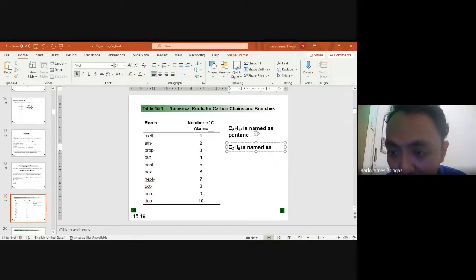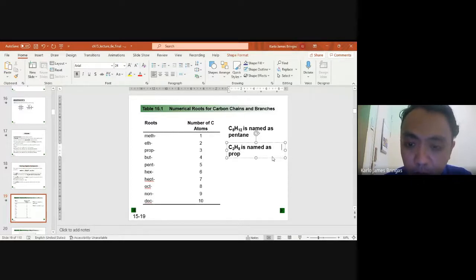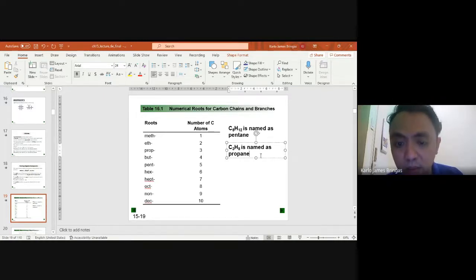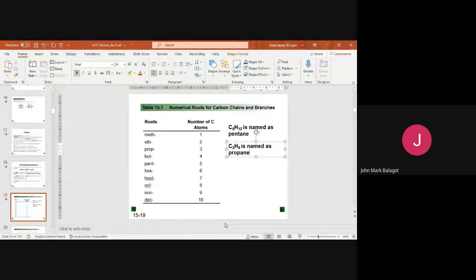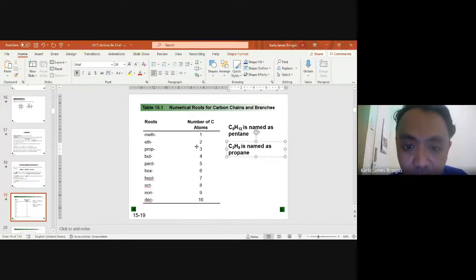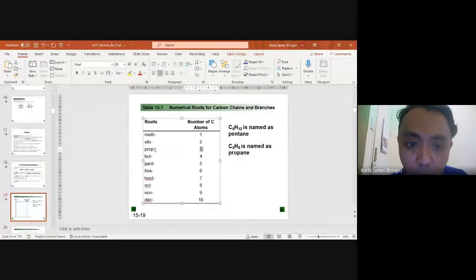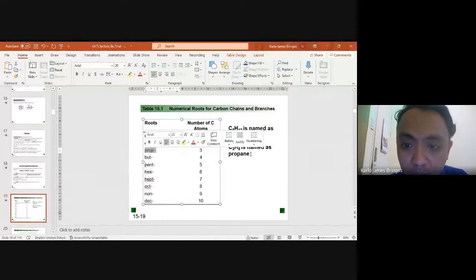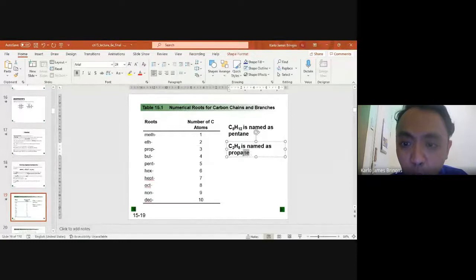Okay, so we have John with the answer for this one. C3H8 is our propane. So bakit propane ang pangalan niya dyan for this one? Kasi po sure meron siyang tatlong carbon. Then yung group niya is alkane. Okay, so that's correct. So thank you so much. Since tatlo ang carbons niya, ang root is prop. And it belongs to the alkane, kaya ang dulo niya is ane.